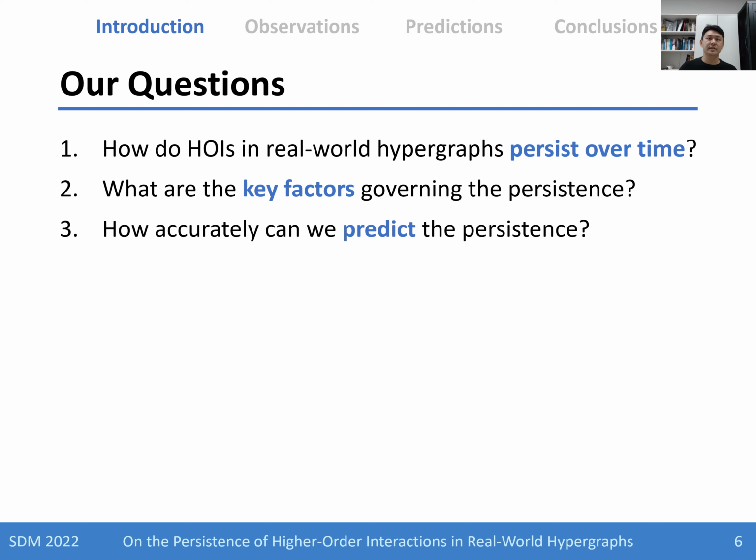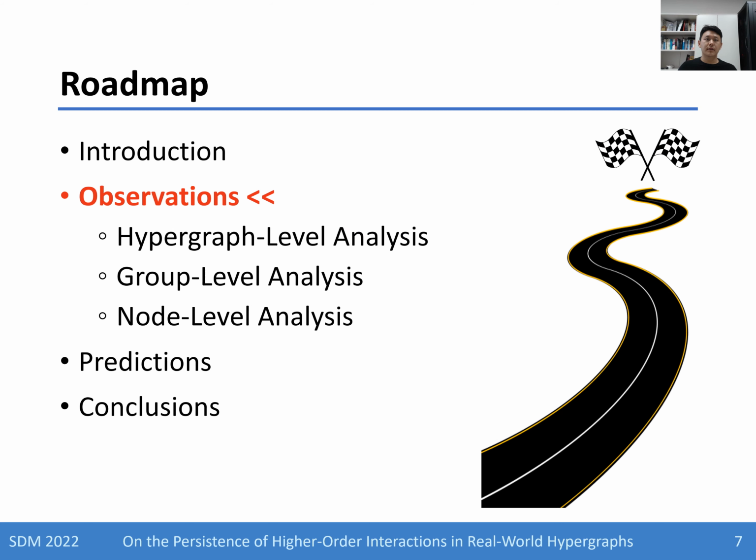How do HOIs in real-world hypergraphs persist over time? What are the key factors governing the persistence? How accurately can we predict the persistence? Let me present our observations in the persistence of HOIs.